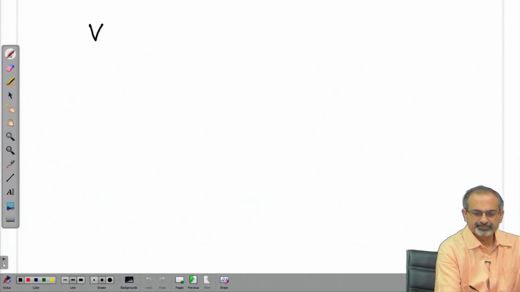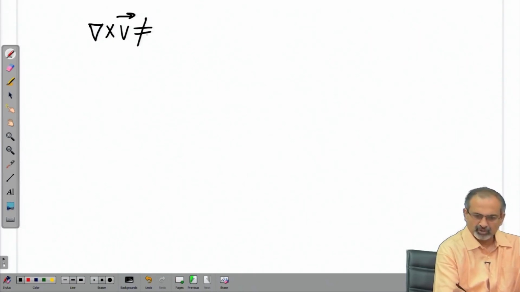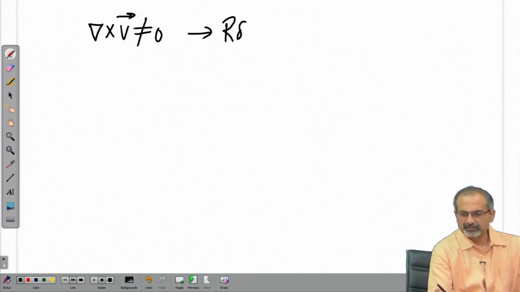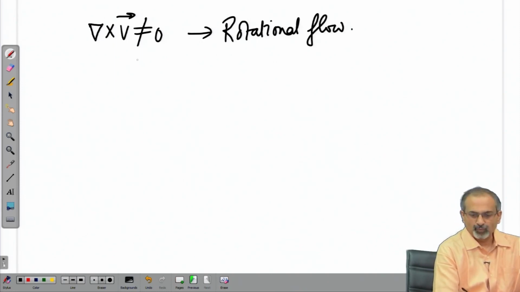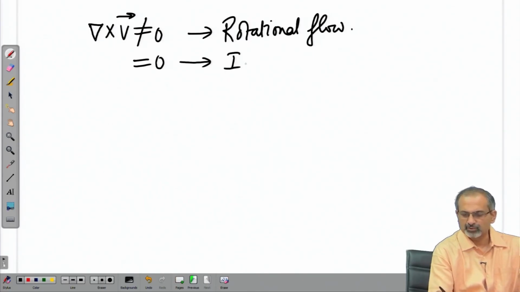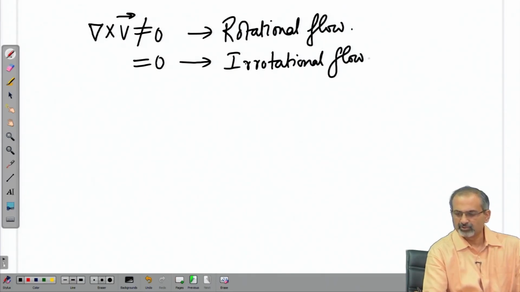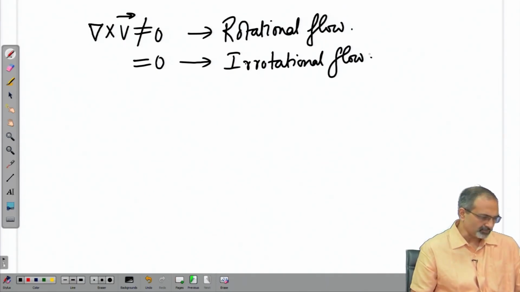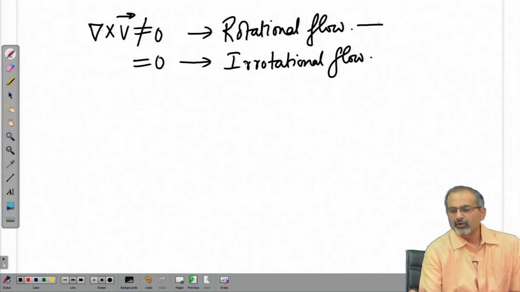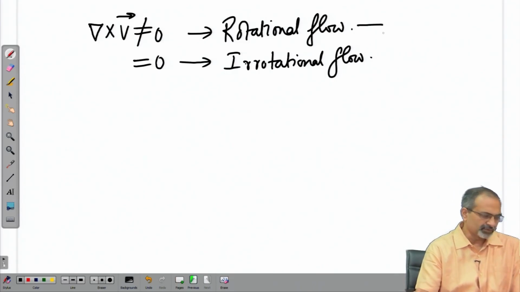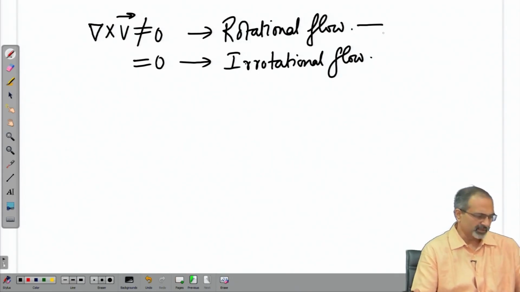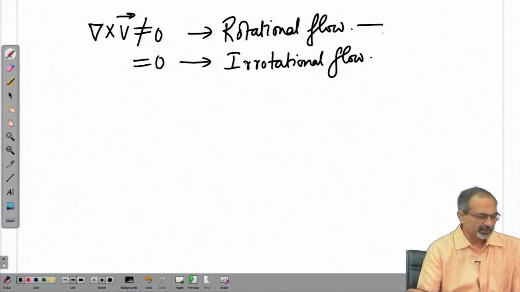What happens if curl of the velocity vector is not equal to 0? It gives rise to a rotational flow, and when it is equal to 0, it gives rise to irrotational flow. Let us try to understand the implications. Rotational flow of course means that you have a non-zero value of the angular velocity of the fluid element, while irrotational flow means there is 0 angular velocity of the fluid element.